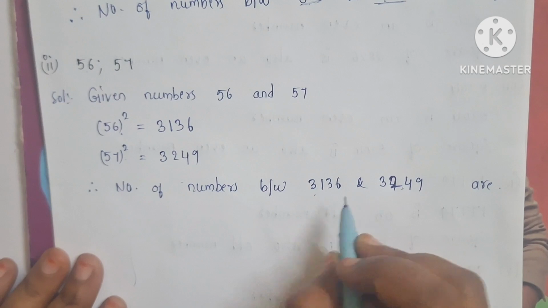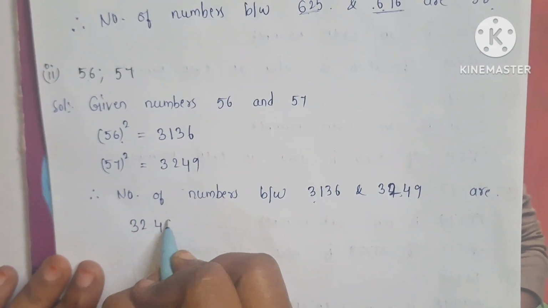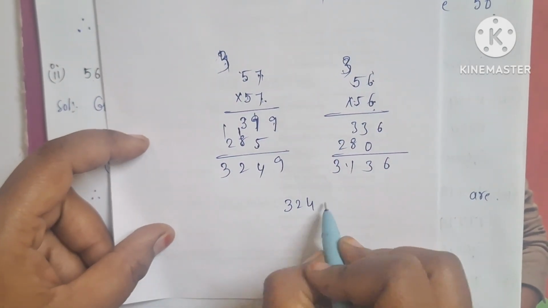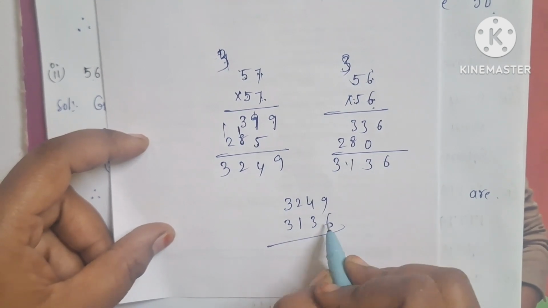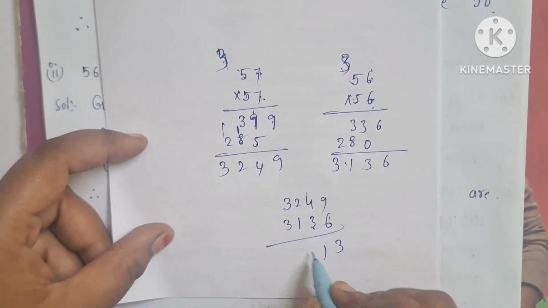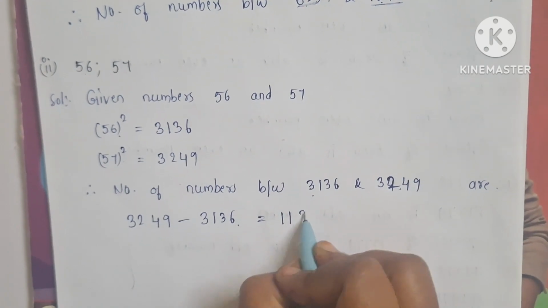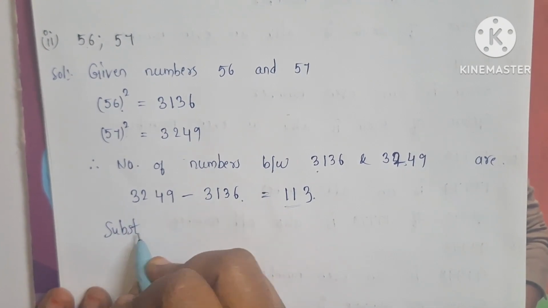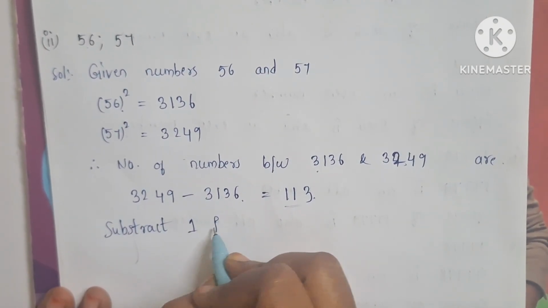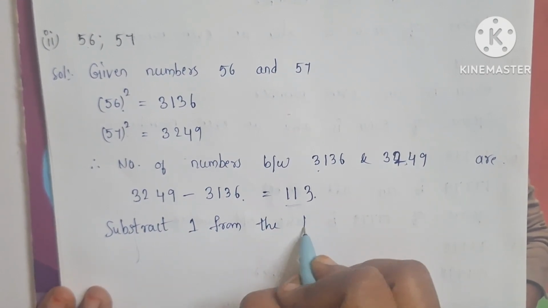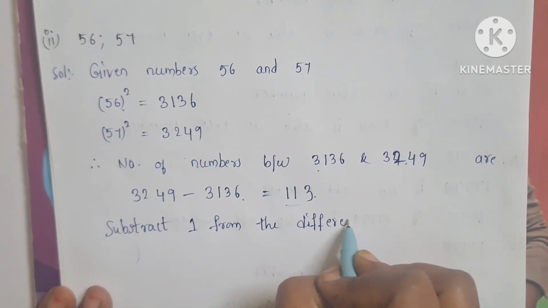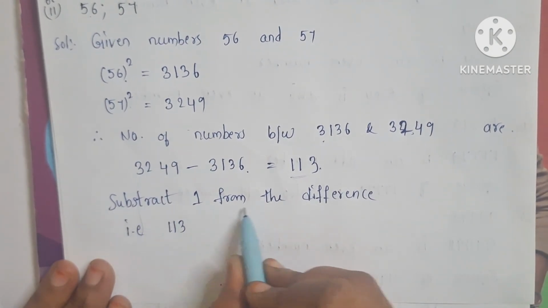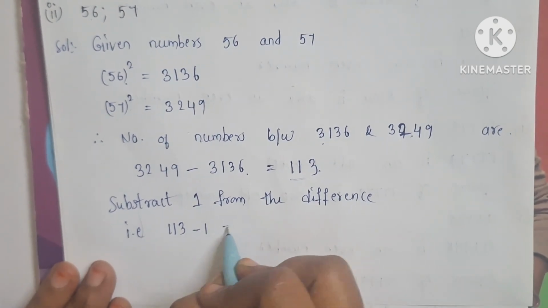3249 are, first do the difference. 3249 minus 3136. What will you get? 9 minus 6 is 3. 4 minus 3 is 1. 2 minus 1 is 1. So 1 1 3. Now subtract 1 from the difference. Subtract 1 from the difference, that is 113 minus 1, that is equal to 112.